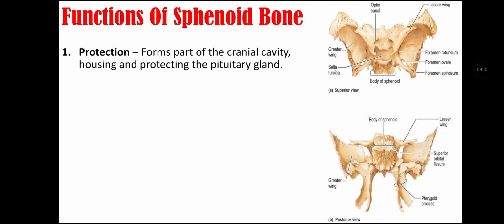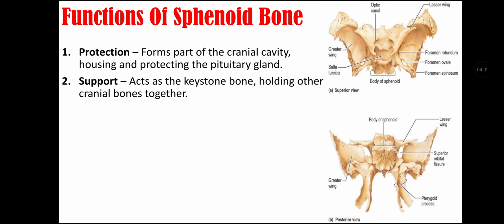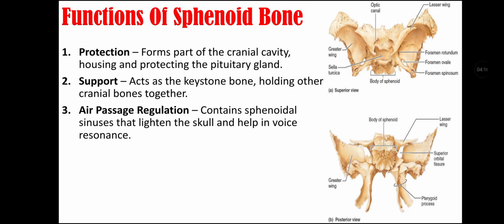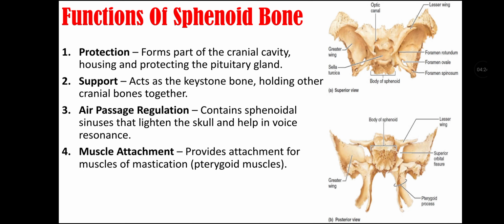First function is protection, as this bone forms part of cranial cavity that houses and protects the pituitary gland. Second function is support, as this bone acts as a keystone bone holding other cranial bones together. Third function is air passage regulation, as this bone contains sphenoidal sinuses that lighten the skull and help in voice resonance. Fourth function is muscle attachment, as this bone provides attachment for muscles of mastication that are pterygoid muscles.